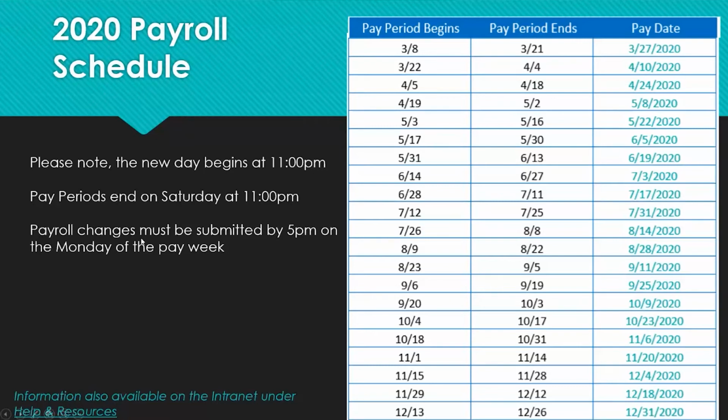Any payroll changes must be submitted by 5 p.m. on the Monday of the pay week. So whatever day you see this pay date, this is always again a Friday, or in the case of the 31st, a Thursday. That Monday of the week, you must have any kind of payroll changes in, if it's direct deposit slips, tax forms, anything like that, your mileage reimbursement, your manager has to have that approved by 5 p.m. All due on the Monday of the pay week at 5 p.m.